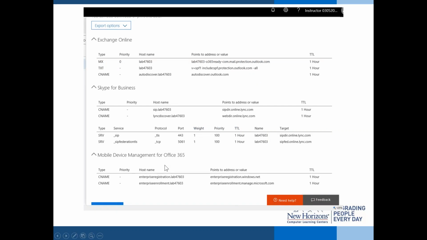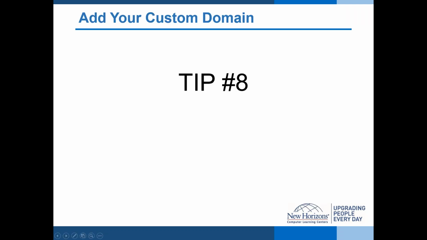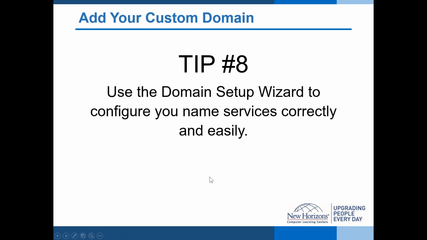All right, so this is the trick, guys, is to understand what's needed in DNS to add your custom domain, and Microsoft makes it very easy. So my tip to you, tip number 8, is to use the domain setup wizard to configure your name services correctly and easily. And this is another time that you might have one of those coworkers looking over your shoulder to make sure that you type these correctly into the DNS database. It's very specific, and if you mistype one, it's not going to validate.